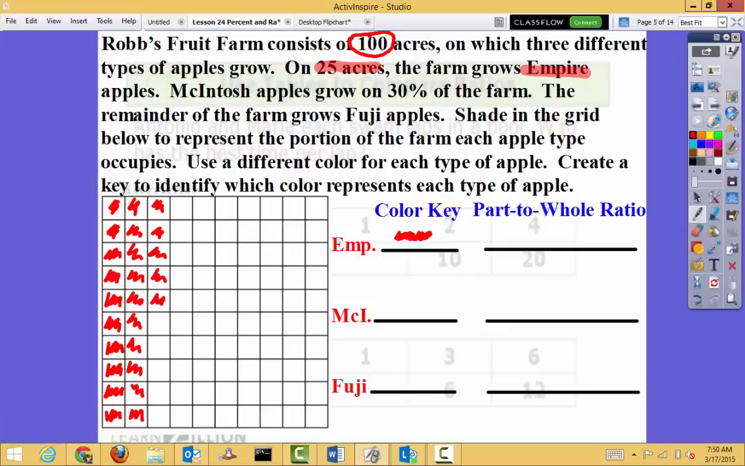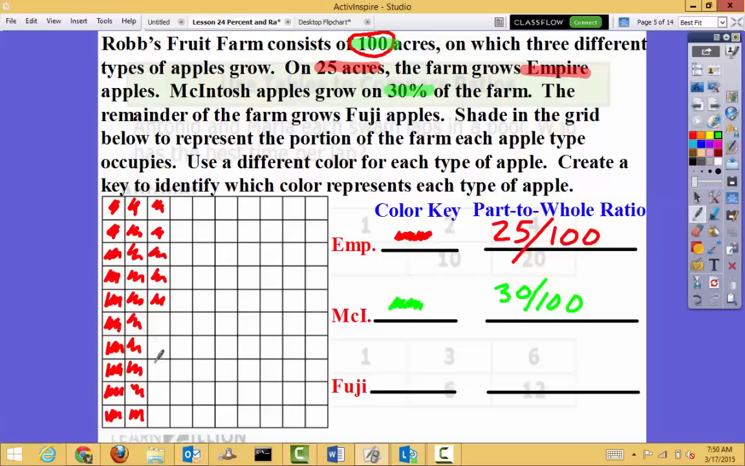So what is my part to whole? Well, my part is I've shaded 25 in out of what? Out of 100, since it's a 10 by 10 diagram. Okay, let's go to Macintosh. Macintosh, I'm just going to say they're going to be green. And my part to whole is what? Well, let's look back at my problem. There's 100 acres, and it's 30%. So that means it's going to be what? 30 out of 100.